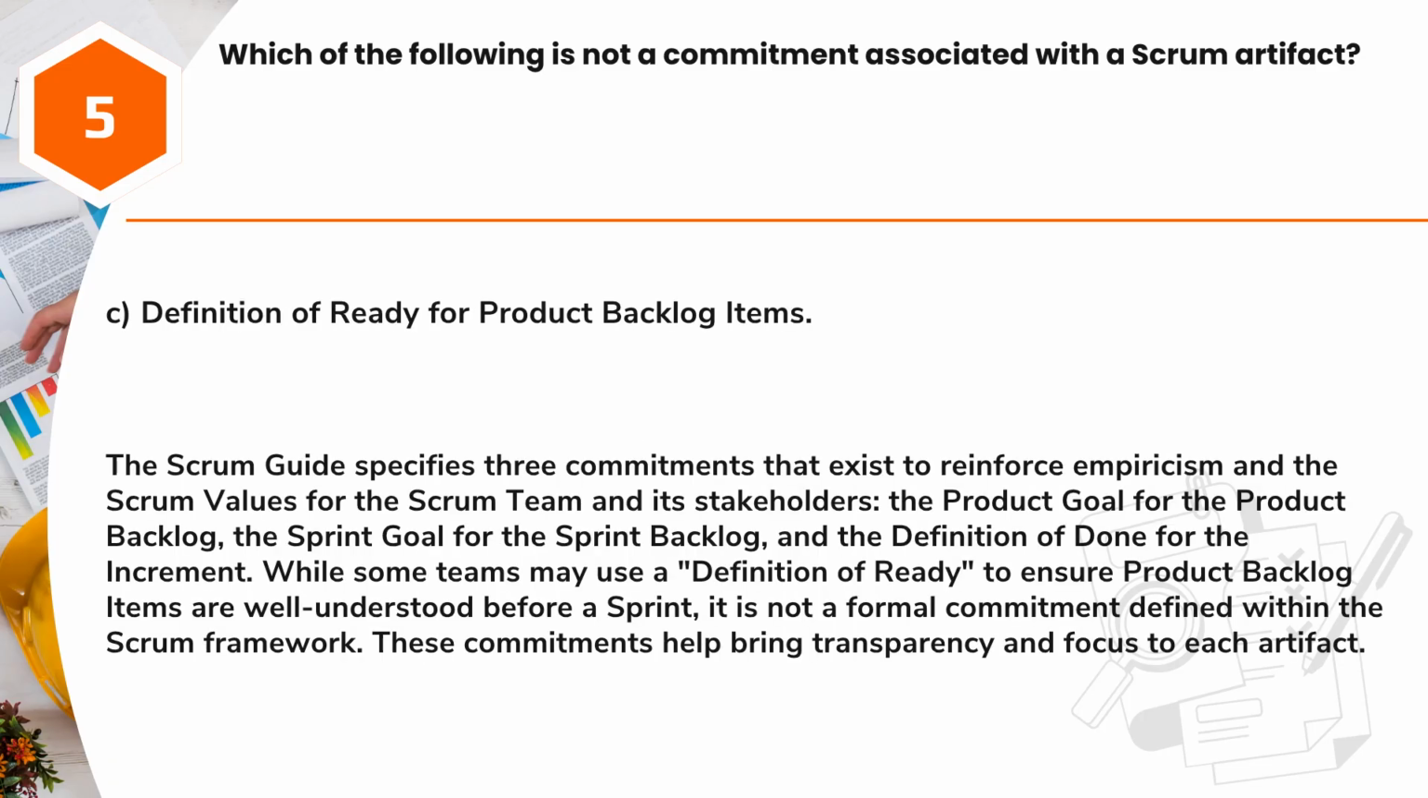Answer, C. Definition of ready for product backlog items. The Scrum Guide specifies 3 commitments that exist to reinforce empiricism and the Scrum values for the Scrum team and its stakeholders: the product goal for the product backlog, the sprint goal for the sprint backlog, and the definition of done for the increment. While some teams may use a definition of ready to ensure product backlog items are well understood before a sprint, it is not a formal commitment defined within the Scrum framework. These commitments help bring transparency and focus to each artifact.